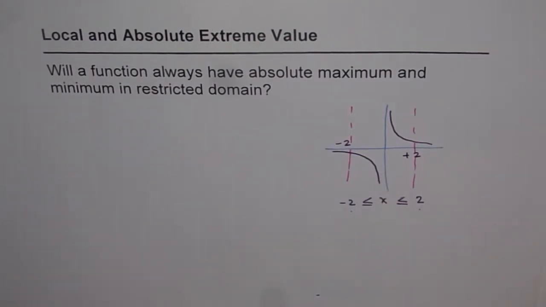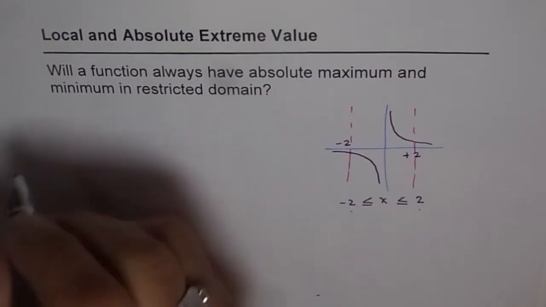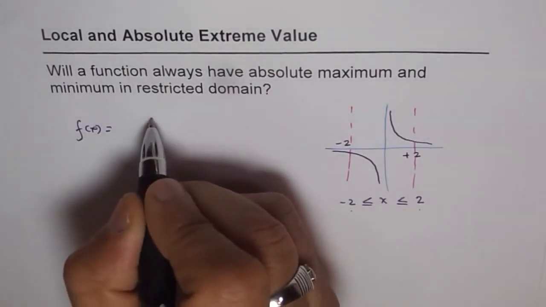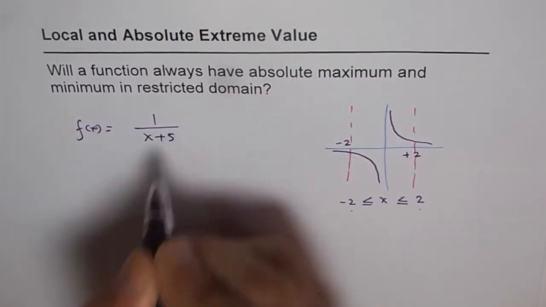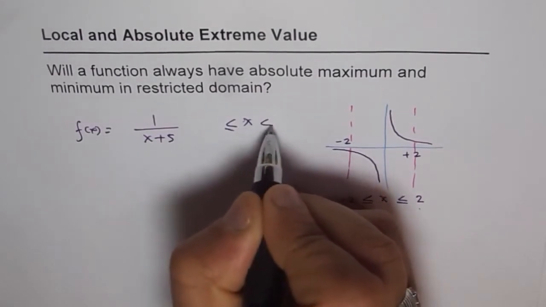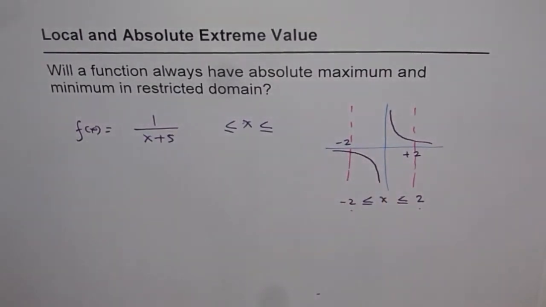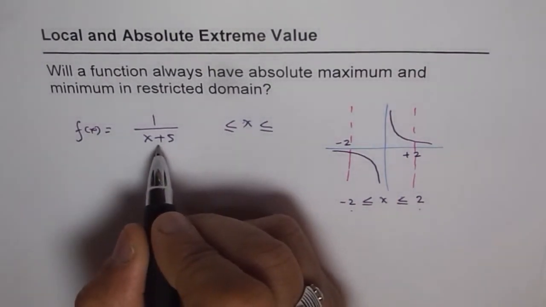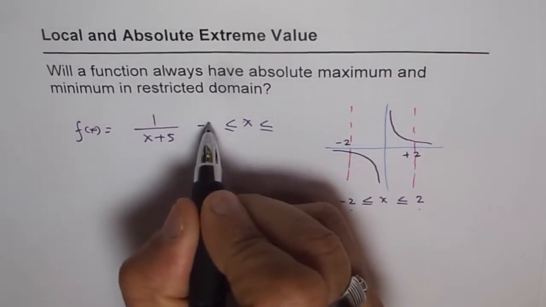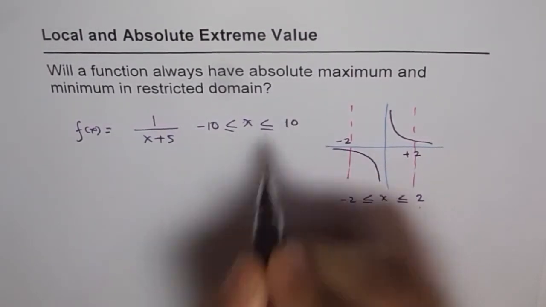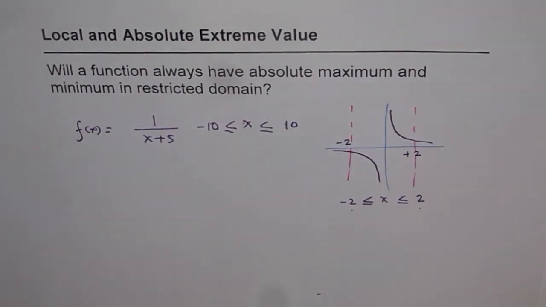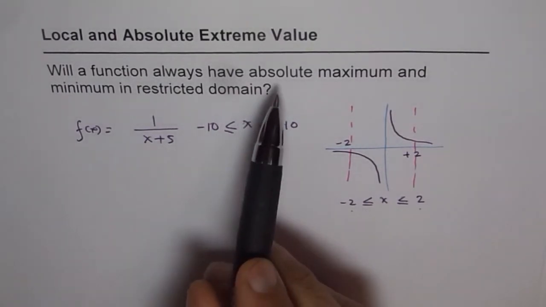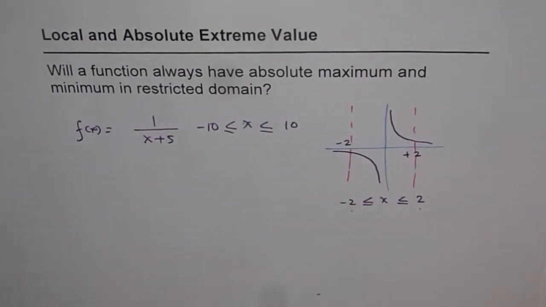Most rational functions of this kind, for example, if I give you a function f of x equals 1 over x plus 5, and I give you a domain in which I'm including -5 in between, let's say from -10 to +10, so I've given you a big domain here, and I'm including -5 in between, then for this particular function, I will not have any absolute maximum or minimum value.